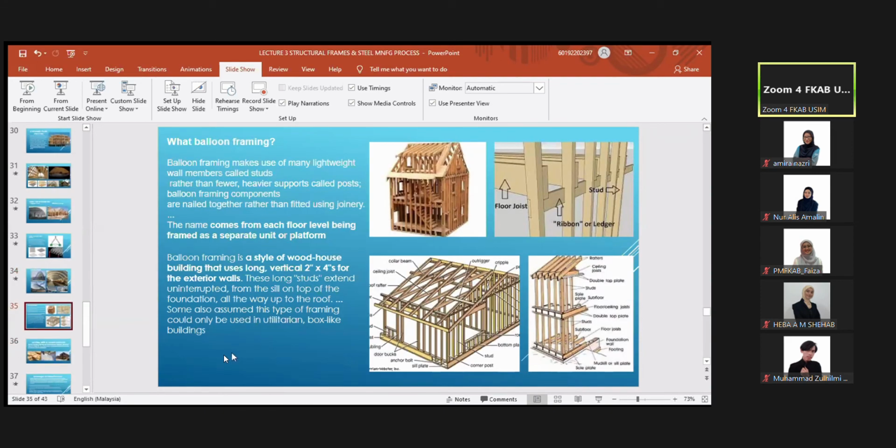Okay, and I think you come to almost the last one. What's balloon framing? Balloon framing makes use of many lightweight wall members called studs. The vertical members here are studs. It is spaced very close together, maybe depending on the height of the building.